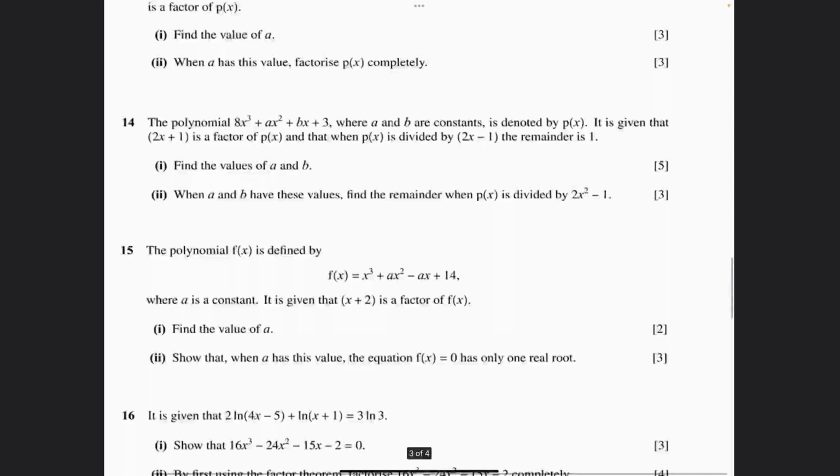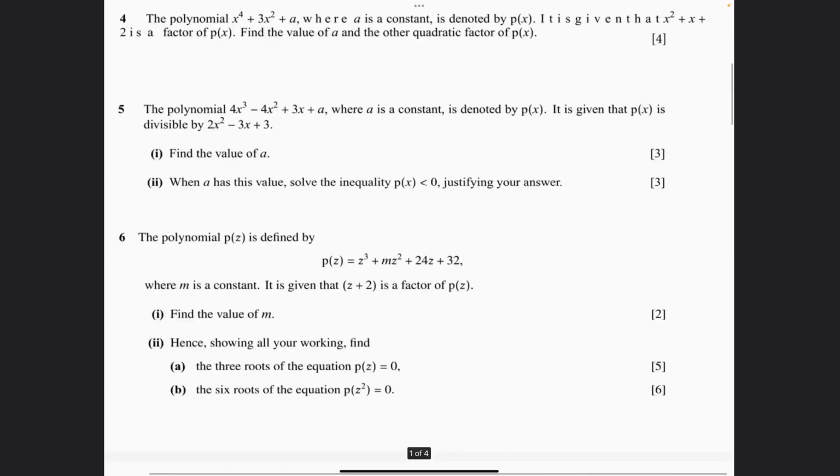I'm starting with this question. This is question number 4 from the worksheet. Let me just copy this there.